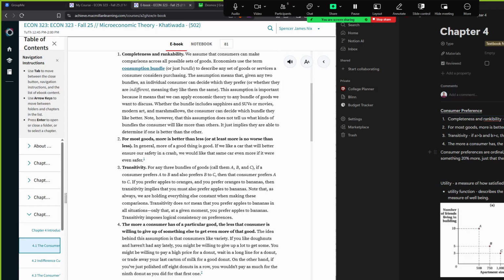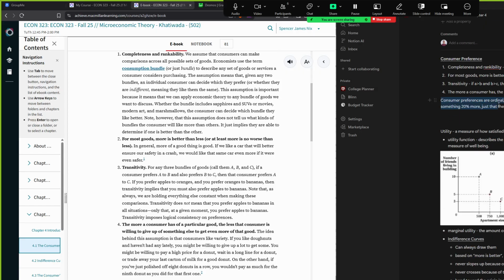So consumer preferences are ordinal, which means you can rank them, but you can't put a number on them. You can say Walmart, Target, HEB, but you can't say Walmart is 20% better than Target and 40% better than HEB. You can only put a rank on it. You can't put a number on it.